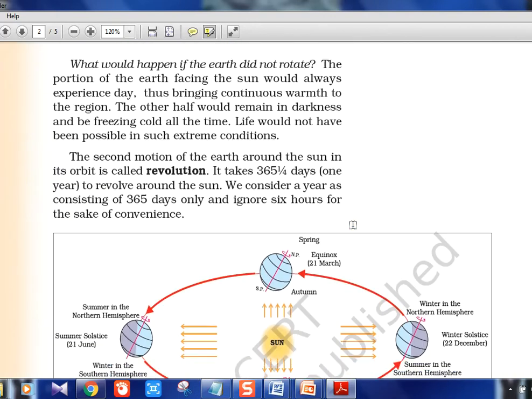What would happen if the earth did not rotate? The portion of the earth facing the sun would always experience day. As we saw in the picture previously, only one half will always be getting light. Only if it rotates fully will every part of the earth get illumination. The other half would remain in darkness and freezing. So life would not be possible. That is what will happen if rotation is not there.